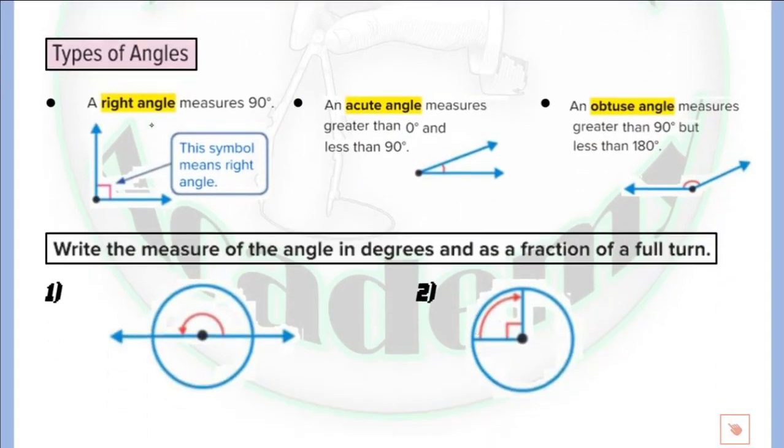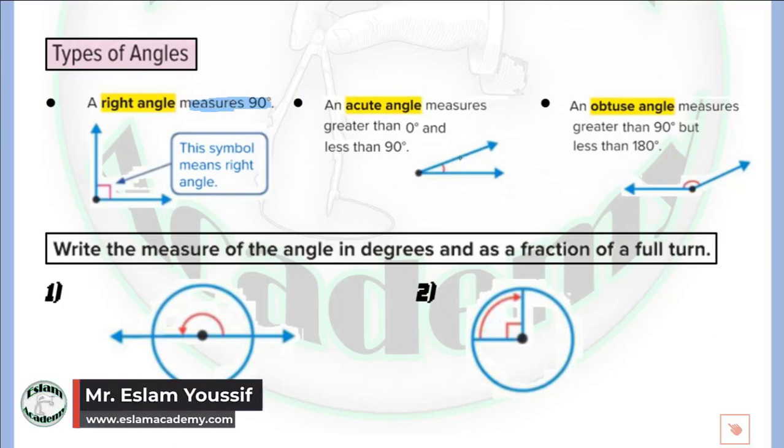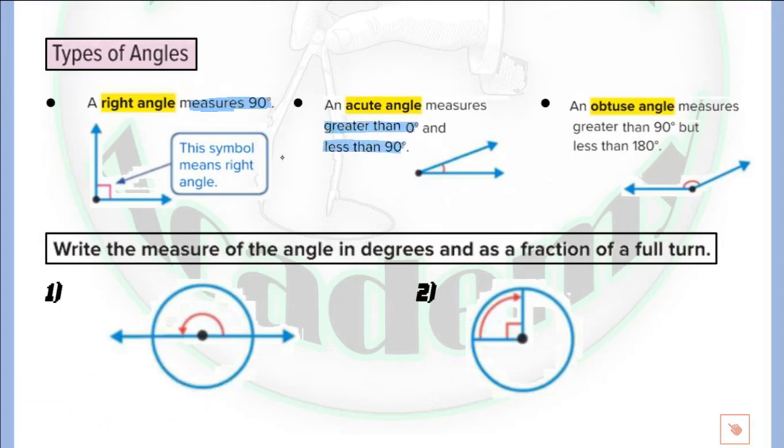The first type that we have is called the right angle. In the right angle, you will find that we have a square corner, and its measure is exactly equal to 90. After that, we have the acute angle. In the acute angle, the two sides are close to each other, and its measure is greater than 0 and smaller than 90. But for the obtuse angle, the two sides are away from each other, and its measure is greater than 90 and smaller than 180.